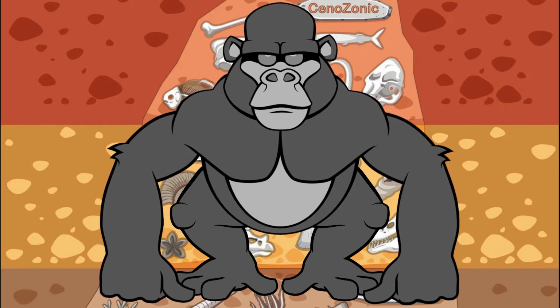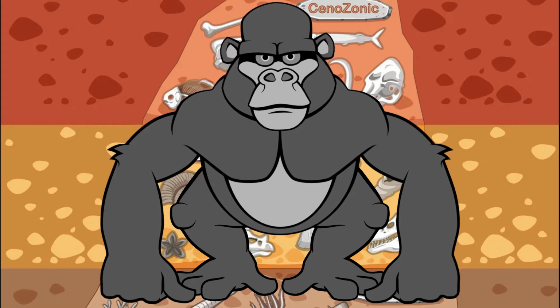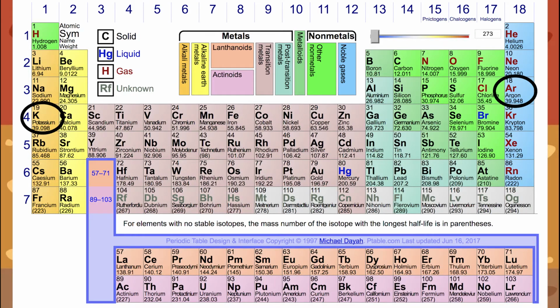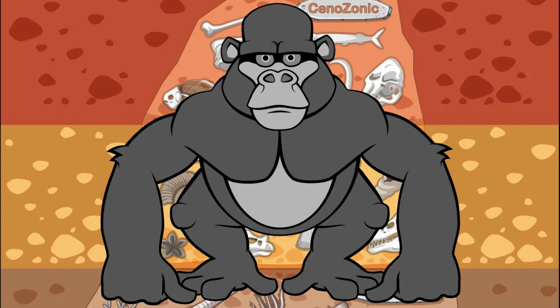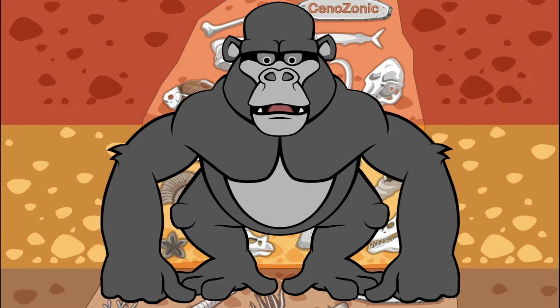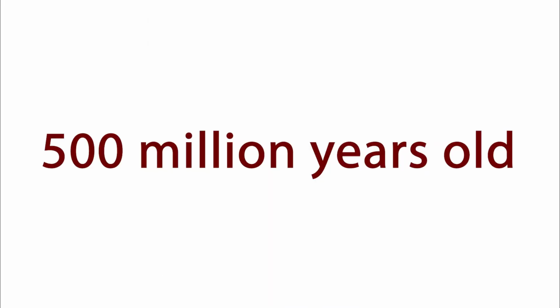Scientists used a method of radiometric dating to find the absolute age of nearby igneous rock layers. These layers contain a type of potassium that changes into argon at a constant rate. Scientists measure how much potassium in the rock has changed to argon. From this measurement, they can determine when the igneous rock formed. After finding the age of the igneous rock, they used relative dating to determine that the Burgess Shale fossils are over 500 million years old.